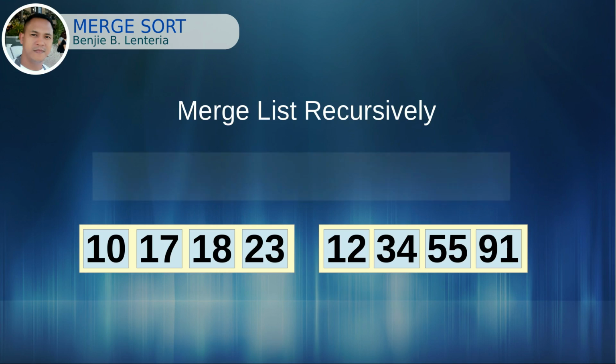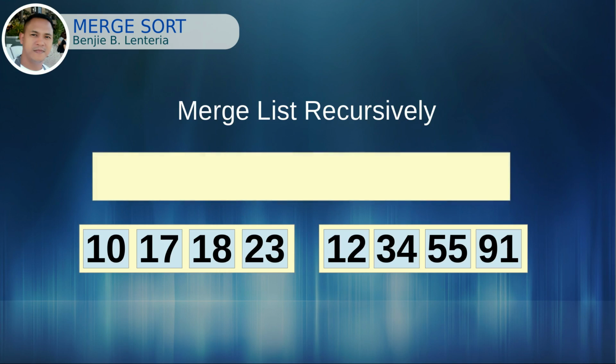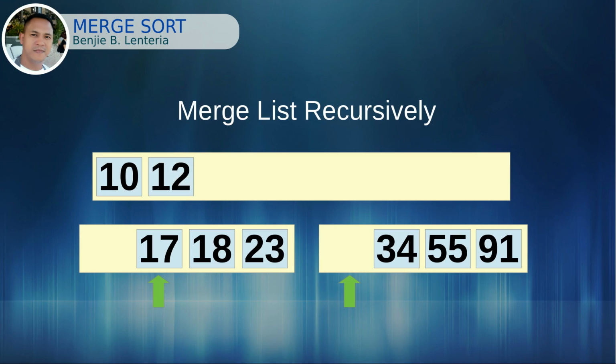These two will be merged into one single list with 8 elements. Again, the pointers will be pointing to the beginning of each list. Here we have 10 and 12, and since 10 is smaller than 12, 10 is inserted, and then the pointer will move to the next. Comparing 12 with 17, 12 is smaller than 17, and so 12 is inserted, and the pointer will move to the next element. Comparison again, 17 is smaller than 34, insert that and move to the next.